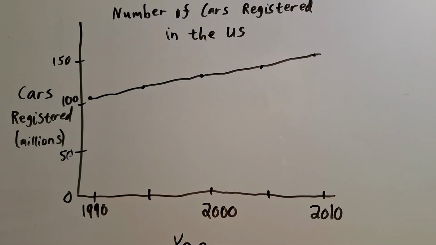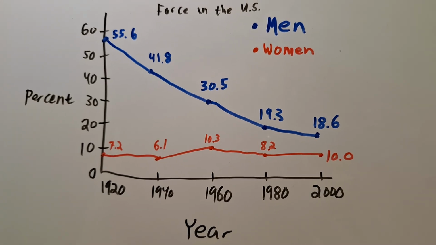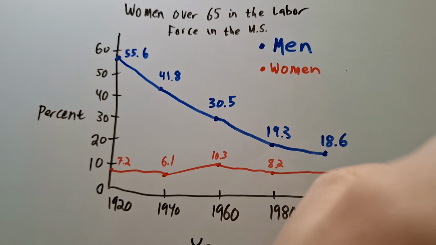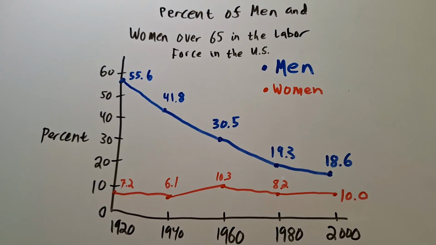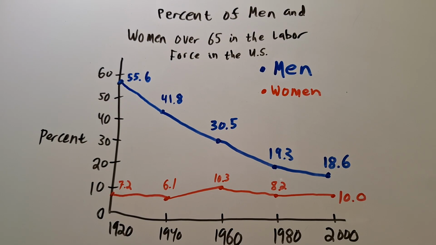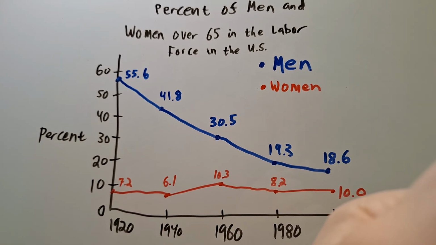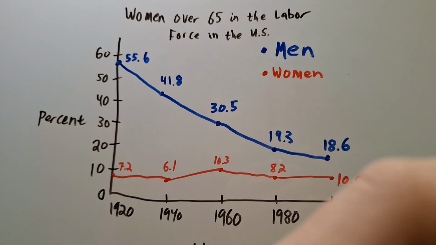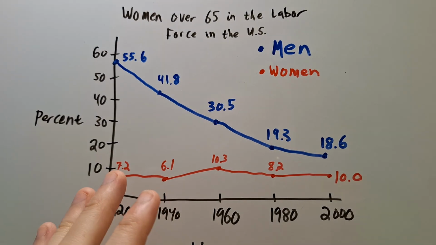So let's look at another one. These are pretty interesting. The name of this graph shows you the percent of men and women over 65 in the labor force in the US. And this information was taken from the Bureau of the Census for the sake of this problem. So here we have two different lines showing two completely different trends.